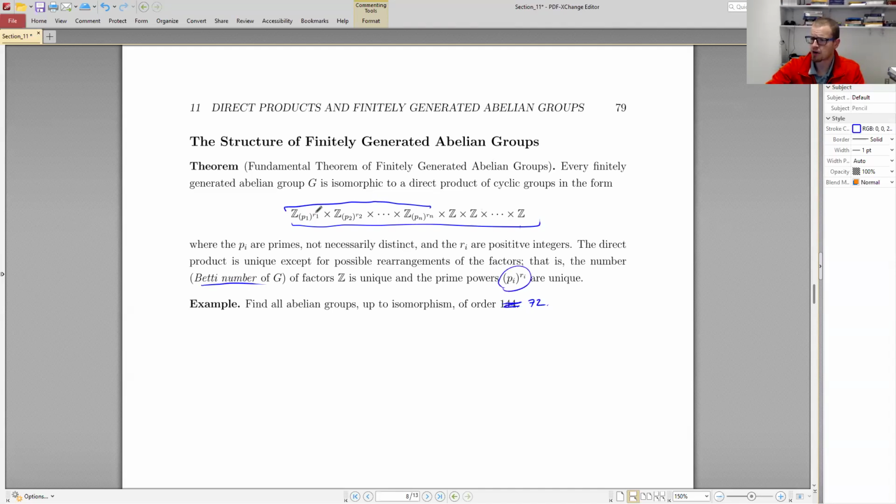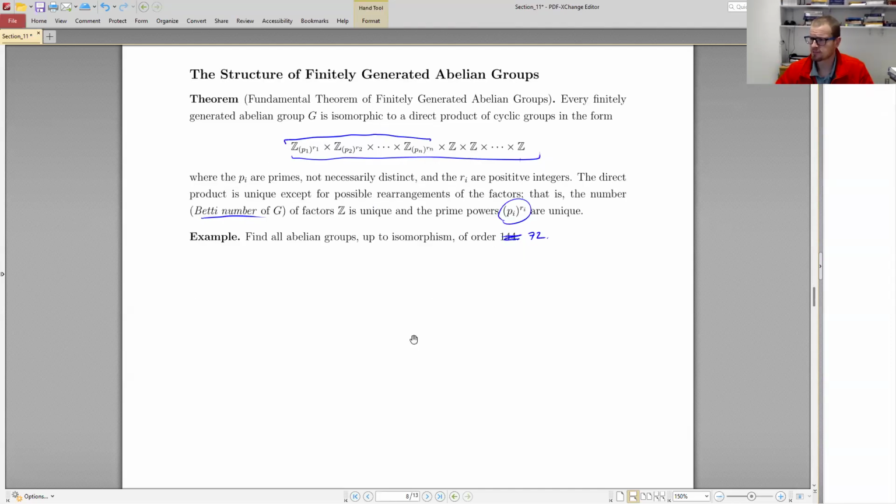And then again, these primes to a power are unique themselves. That is, if I say I have 2 representations, then they're the same representation with regards to rearrangement. I can rearrange one into the other every time. I'm not going to get different primes to a power, and I'm not going to get a different number of copies of Z. Okay. So let's take a look at an example of this.